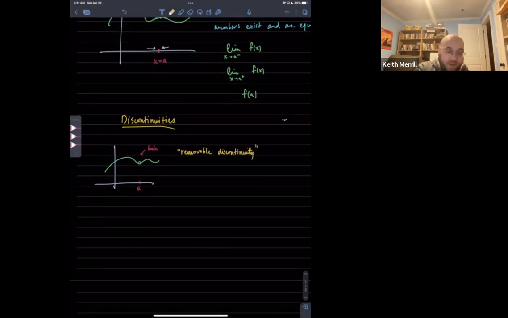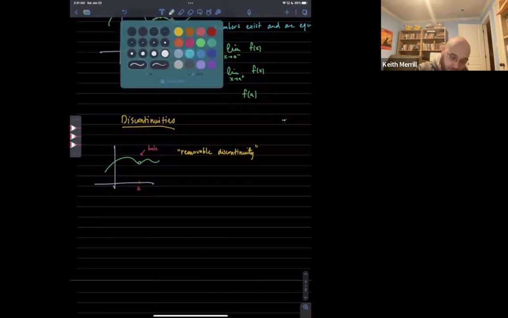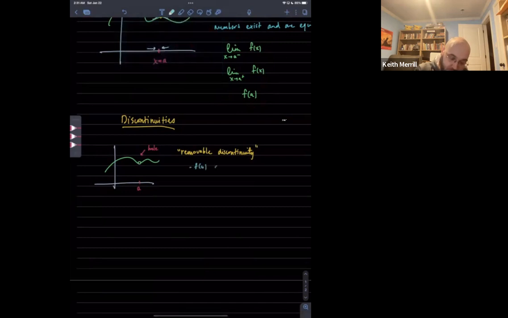The key thing, again, you have to understand, to be continuous means all three of these numbers exist and are equal. And in this case, f of a does not exist. So what's going wrong here is that f of a does not exist. If it doesn't exist, it can't equal the other things.